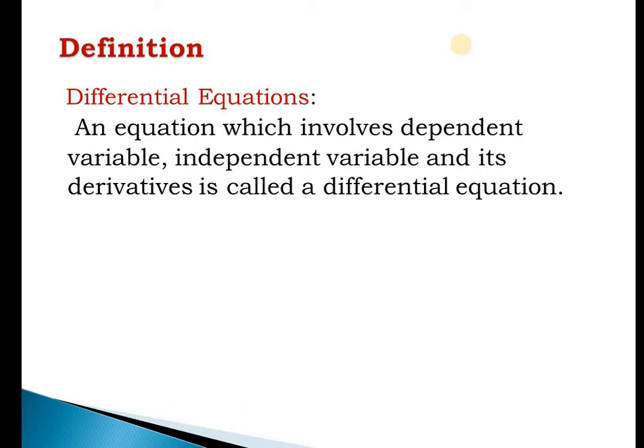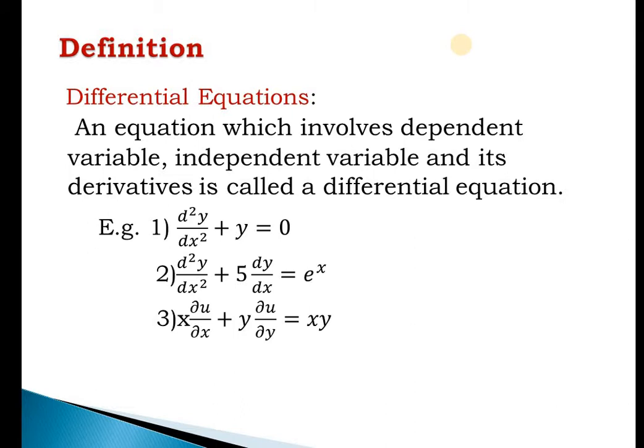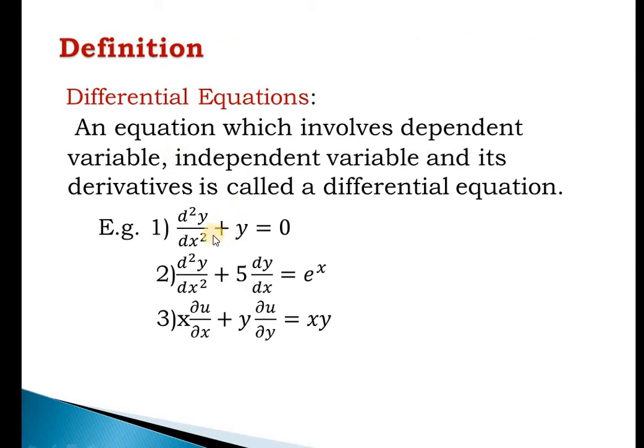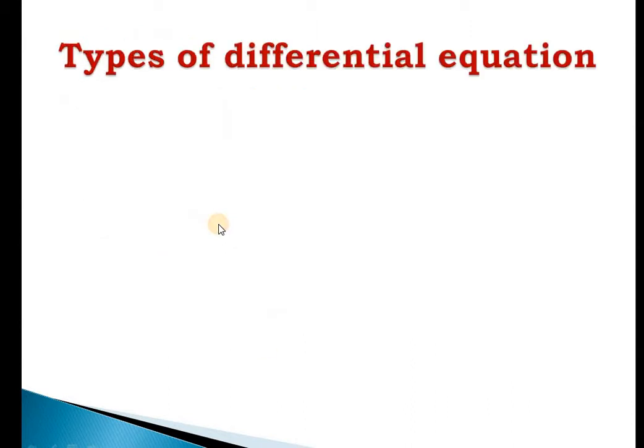Now first, a differential equation means an equation involving a dependent variable, an independent variable and its derivatives. See these examples: d2y by dx square plus y is 0, or x ∂z/∂x plus y ∂z/∂y is equal to xy. These are examples. Depending upon the derivatives involved, there are mainly two types of differential equation.